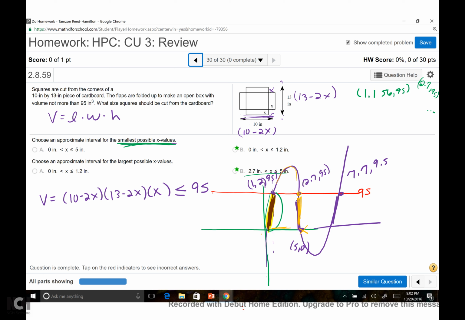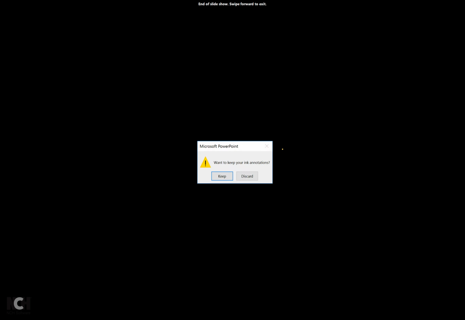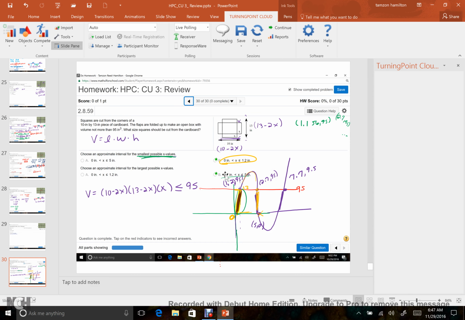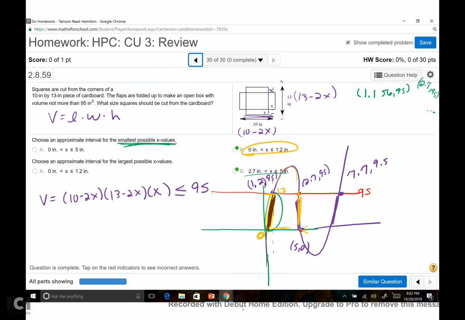So your smallest ones go from 0 to 1.2, which is where they're saying your smallest intervals are, in between here, which is 0 to 1.2. Whereas your bigger ones are over here on this side, and that would be in this interval, which goes from 2.7 to 5. Again, my graph isn't to scale, this should be farther apart, but this is the gap between this x and this x. So again, x between 2.7 and 5 is where your largest possible x values are.